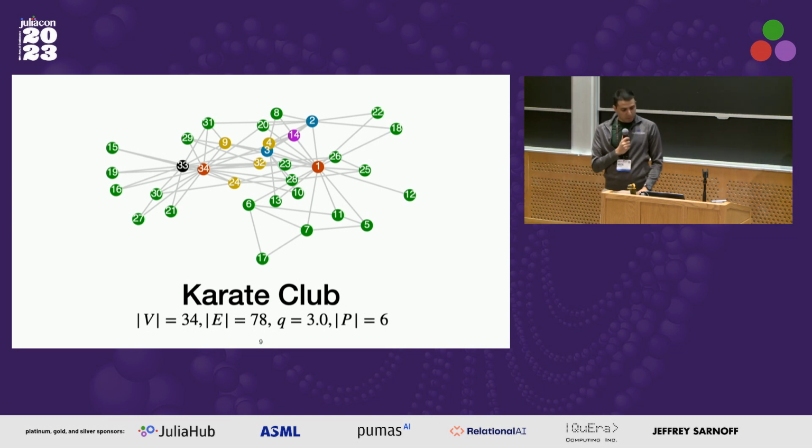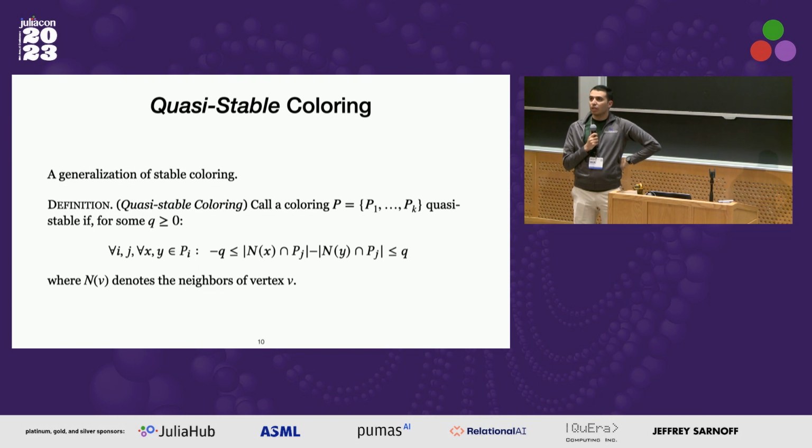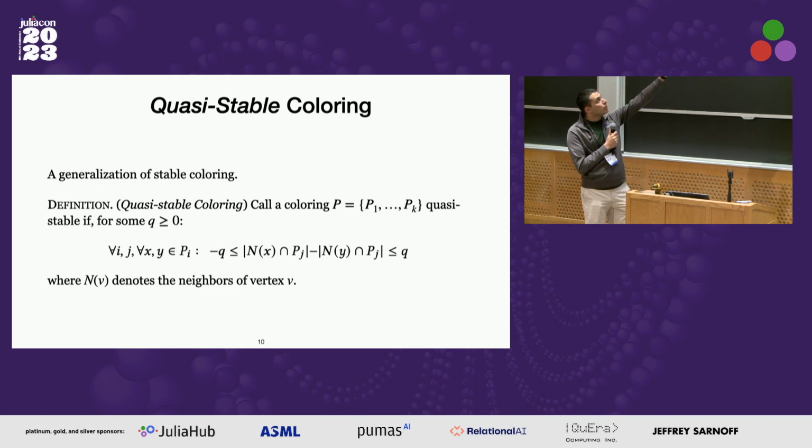Okay? If I am to write this more formally, maybe this would help. Quasi-stable coloring is a partition of the nodes such that the following property holds. For any two nodes X and Y within a partition, the number of neighbors of any other particular color is within a small factor, a small fixed factor.